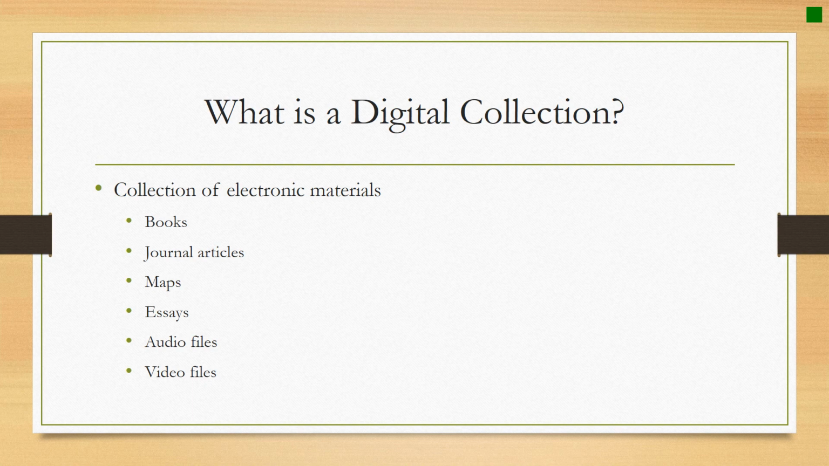So first we need to decide what is a digital library or a digital collection. Basically, it's a collection of electronic materials. That can be anything from books, journal articles, maps, essays, audio files, video files, pretty much anything that you could find in a physical library, but in a digital format, whether it's stored on a computer or in some other kind of digital way.